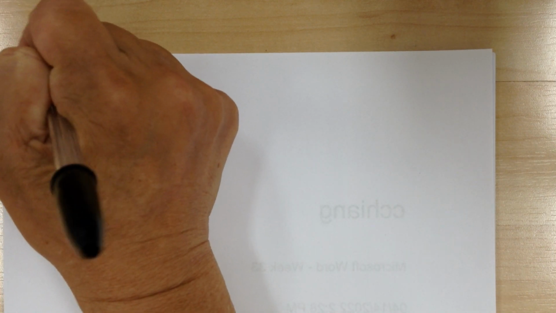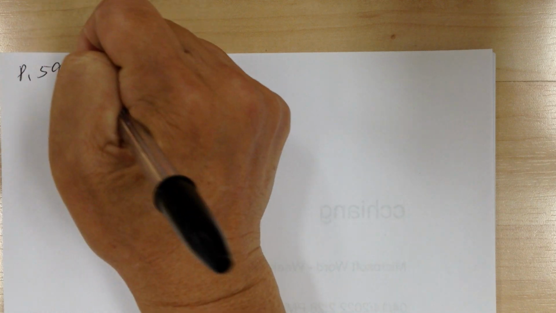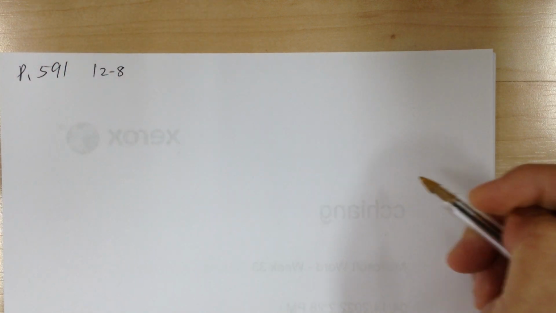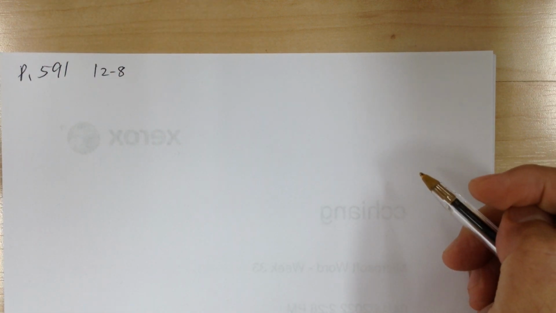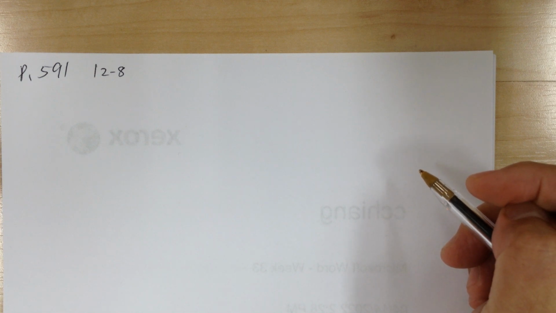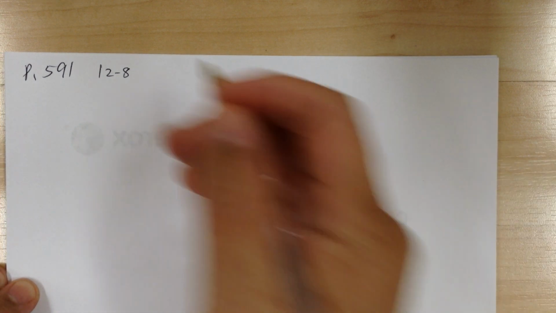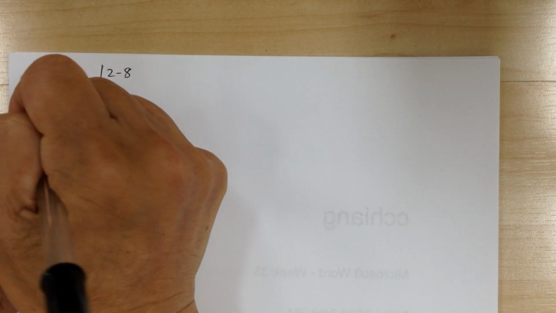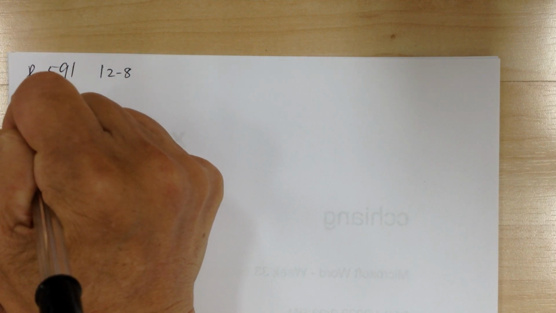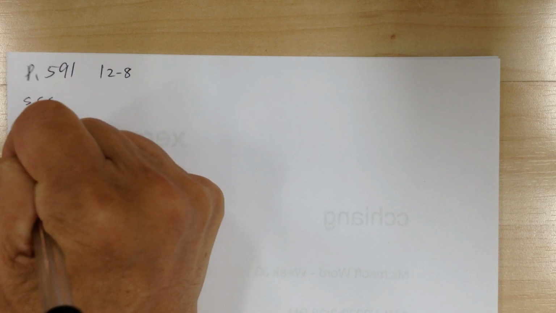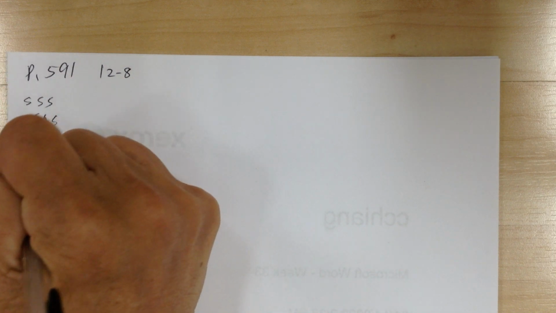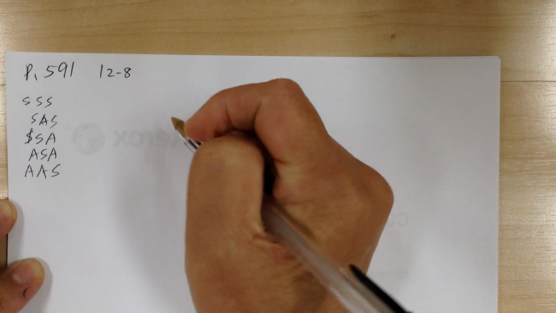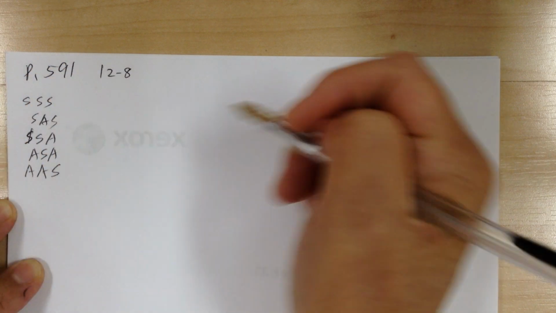Let's go to page 591. This is lesson 12-8. The objective of this lesson is to solve any given triangle. On page 591, it gives you all different cases like SSS and SAS, SSA and ASA and AAS. So sometimes the student will get confused as to what to do.